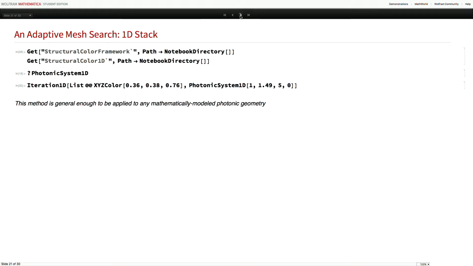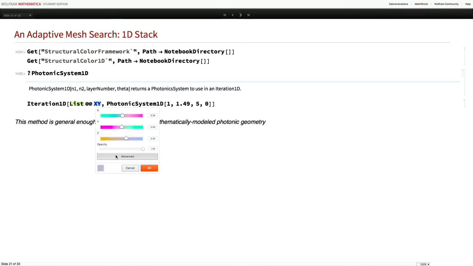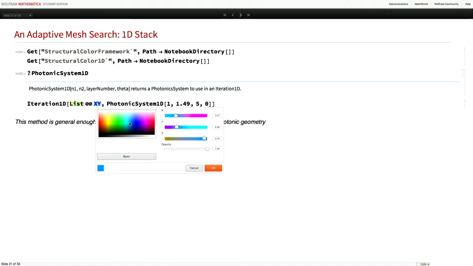And so I mentioned that there is a package. We can see how that works now. I'm going to import it. Photonic system 1D is the way that I'm representing the parameters that are fixed. So these aren't the ones that I'm varying over. And here I'm going to actually choose a new color just for fun. Let's see. I like that one.